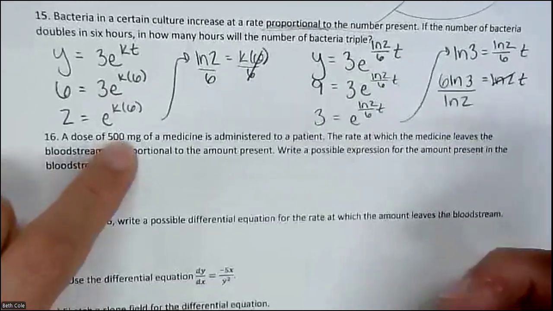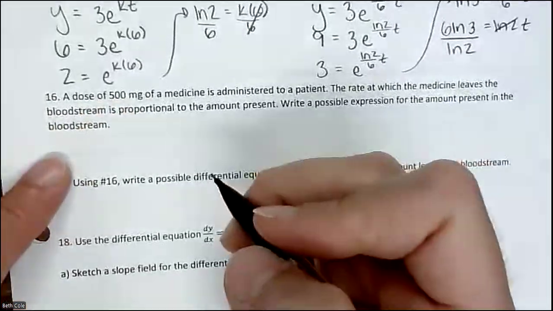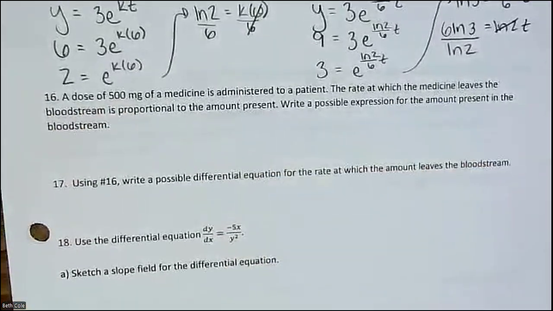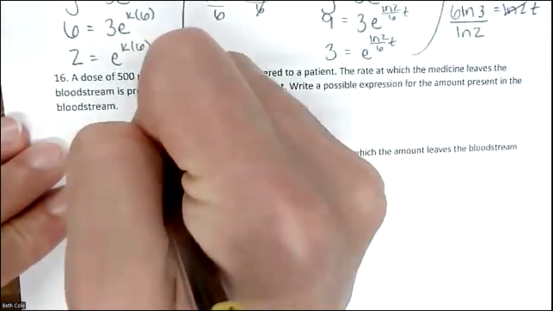Okay. All right. A dose of 500 milligrams of medicine is administered to a patient. The problem that I just picked numbers. So don't make fun of me that it didn't work. Okay. All right. So we start with 500.